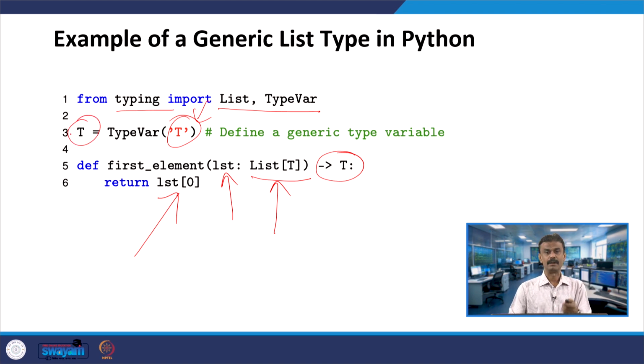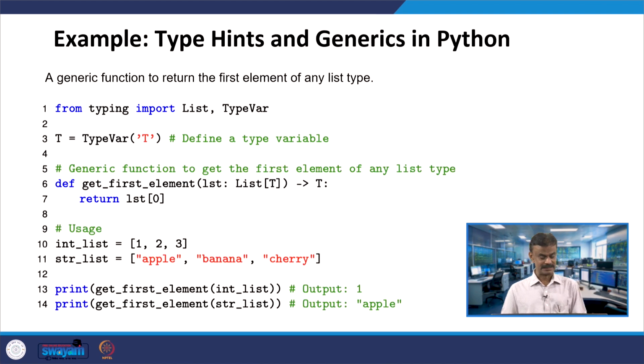We will see an example of how we can use this. So, for example, up to this point I have told whatever we have done in the previous slide, and from the usage point of view, assume that I have an integer list, int_list equal to 1, 2, 3, and string_list: apple, banana, cherry. Now print. You are calling get_first_element.